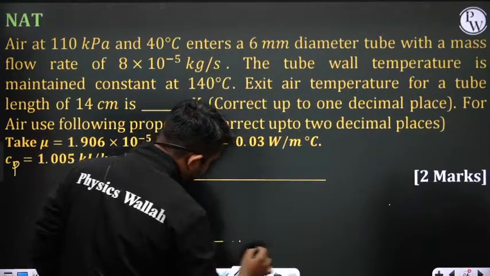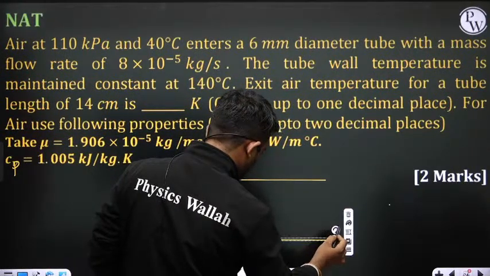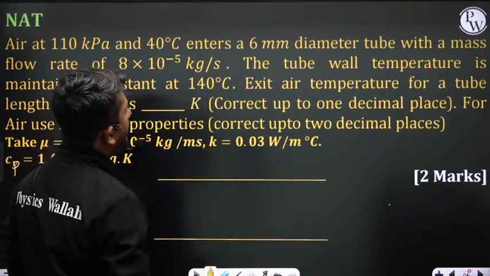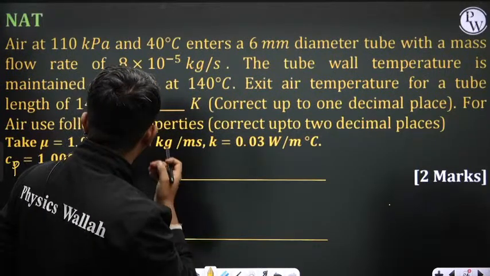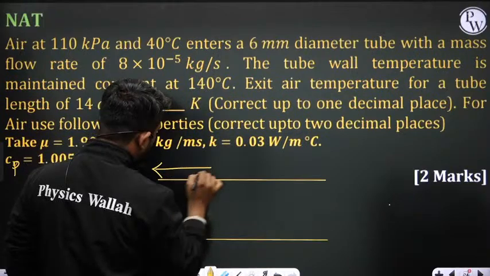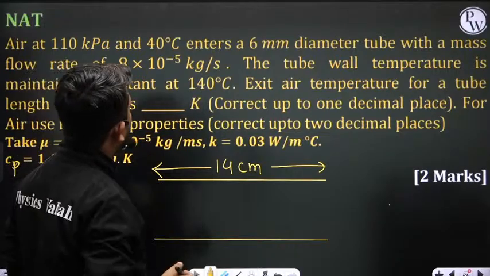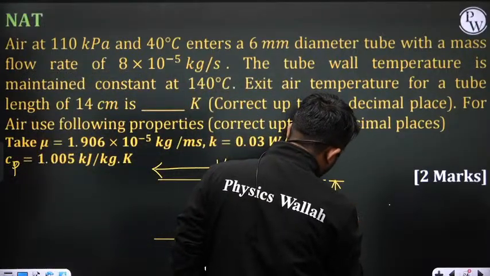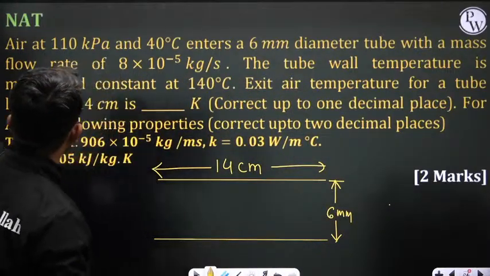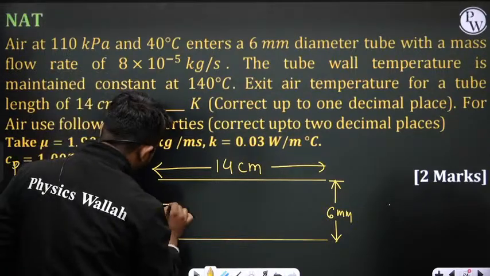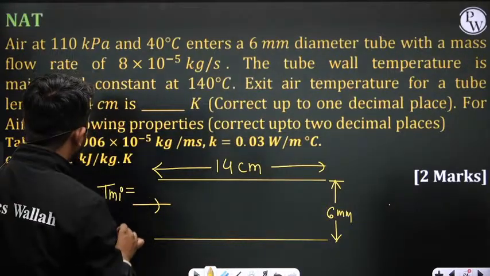Right, this is the tube. This tube is 14 centimeter long, and the diameter is given as 6 mm. Air enters at 40 degrees Celsius. So the bulk mean temperature at inlet, Tmi, is given as 40 degrees Celsius.